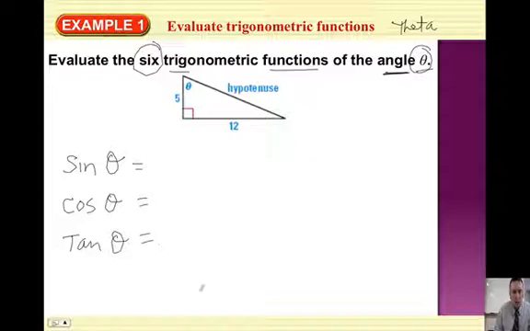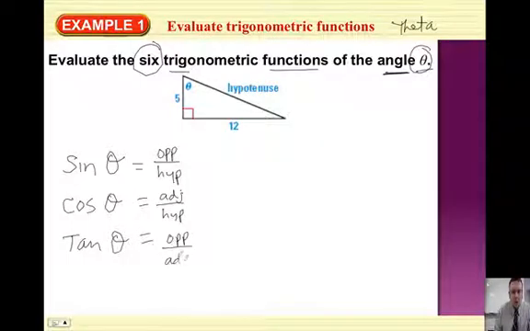Equals, equals, equals. Okay, sine, you guys remember as opposite over hypotenuse. Cosine is adjacent over hypotenuse. And tangent is opposite over adjacent. There's 3 more trig functions.